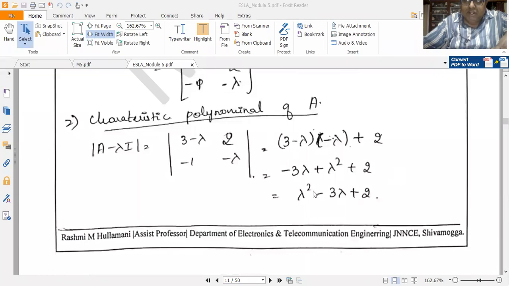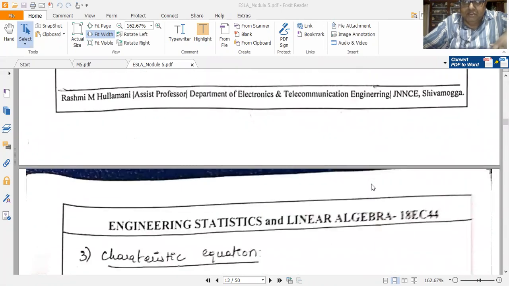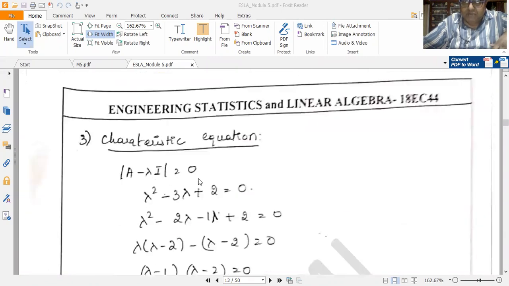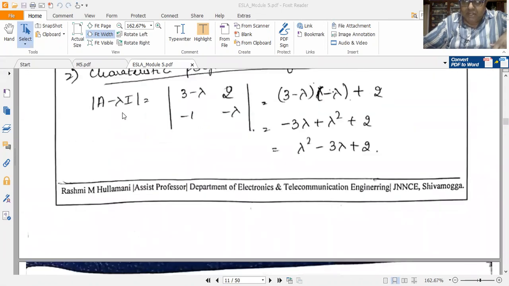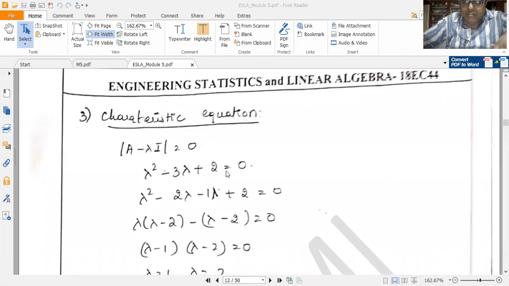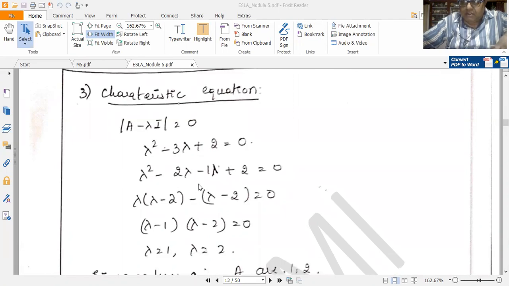Next, equate the characteristic polynomial to 0 so that I get the characteristic equation, and solve for its roots. So I have found the determinant of A minus lambda I. Equate the determinant of A minus lambda I to 0. For this example, the determinant of A minus lambda I is lambda squared minus 3 lambda plus 2. Equate this equation to 0 and find its roots. You can use the calculator equation mode, or you can solve it by hand. I hope you know how to solve a quadratic equation. It is 9th or 10th standard mathematics.